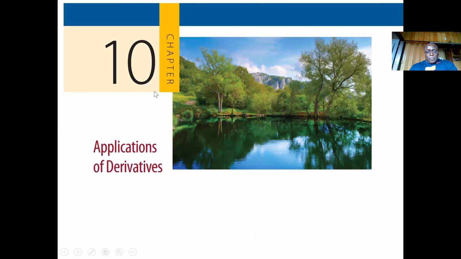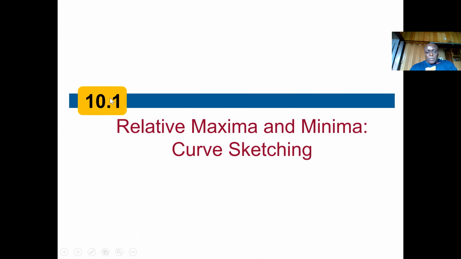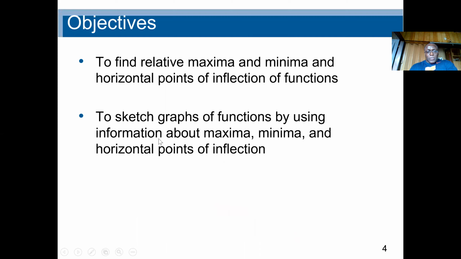So again, our course textbook chapter 10, and this is 10-1. The topic again is relative maxima and minima curve sketching. So we're going to find the relative maxima and also minima, also the horizontal point of inflection of the functions. Also, we're going to learn how to sketch graphs of a function by using the information from the maxima, minima, and also the horizontal point of inflections.